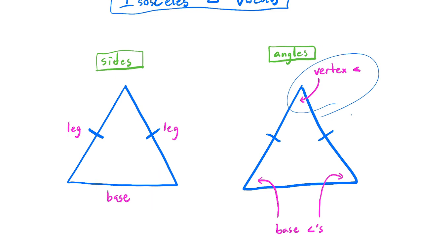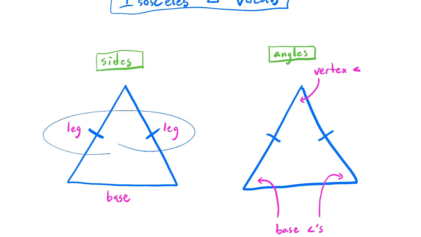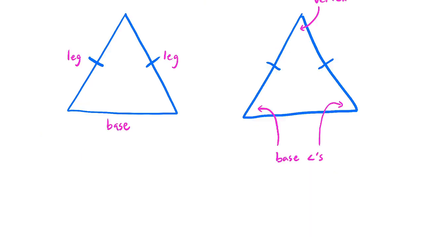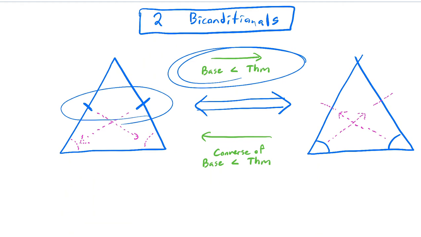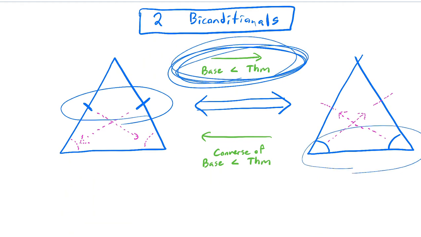So our first theorem is called the base angle theorem, saying that if we have two congruent sides, then the base angles are congruent. That's the name of our first theorem, and again, we'll prove it down below and talk about it a lot. So, two biconditionals. The base angle theorem says if two sides of a triangle are the same, then we know the angles opposite those must be congruent. So that's the original base angle theorem.